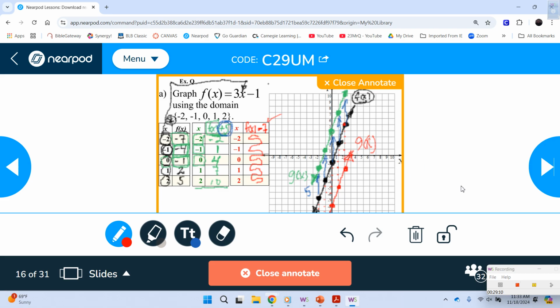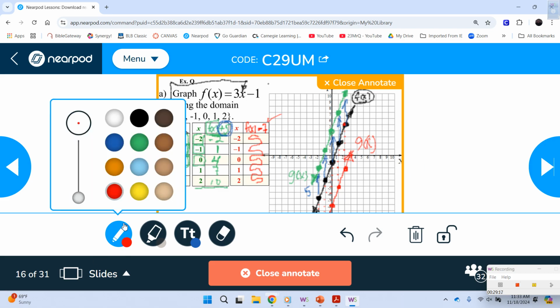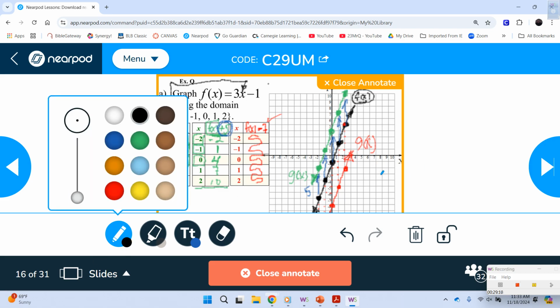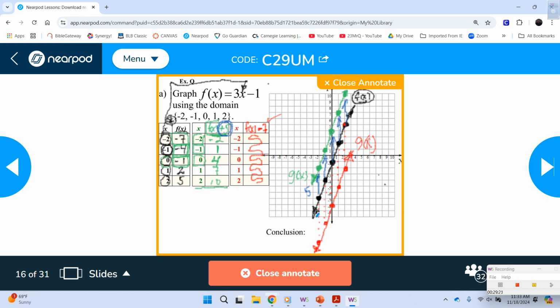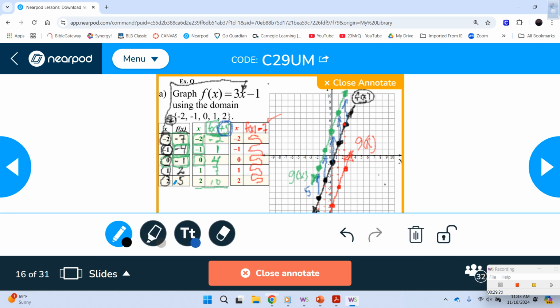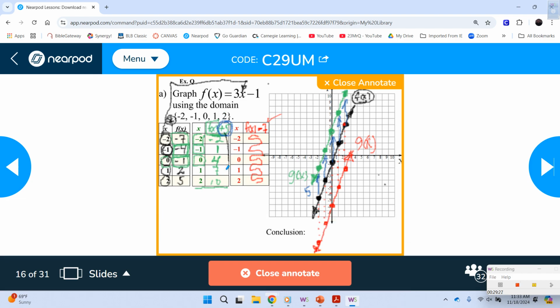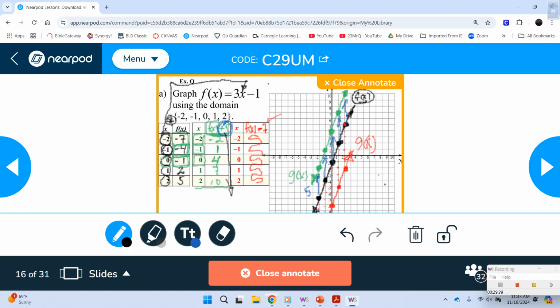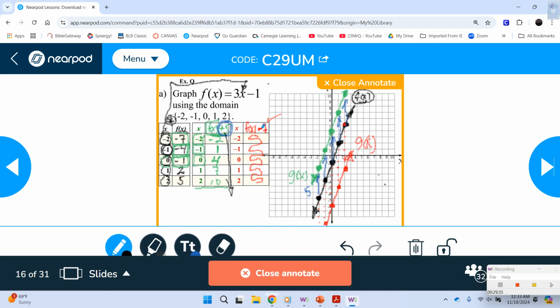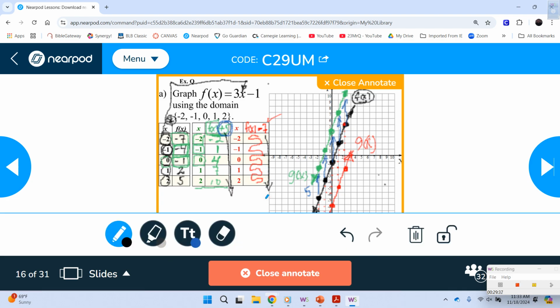So, conclusion. Let me use my writing utensil here. Conclusion. Whenever we look up, what did we do for the green one, everyone? What did we do for the green one? Added. What did we do for the red one? All right, so here it goes. Let's write this down.